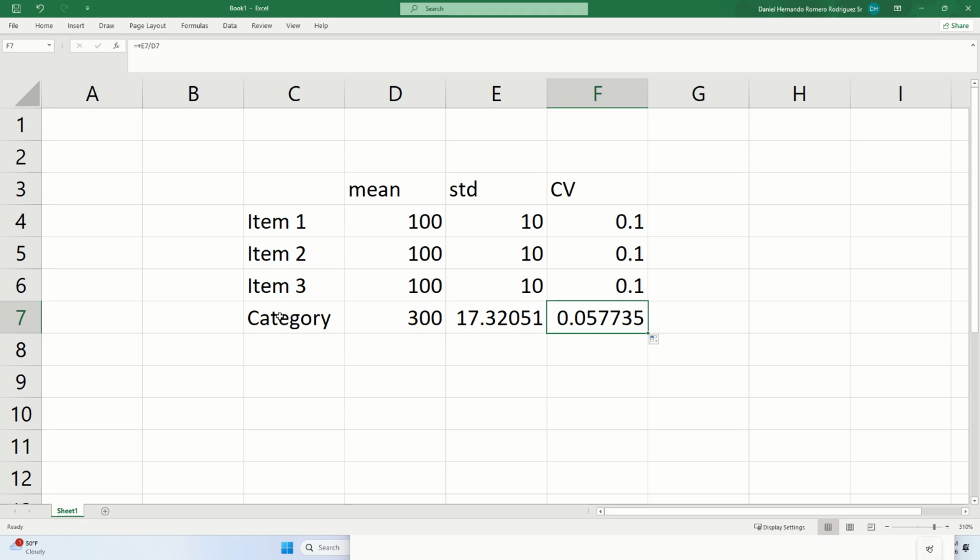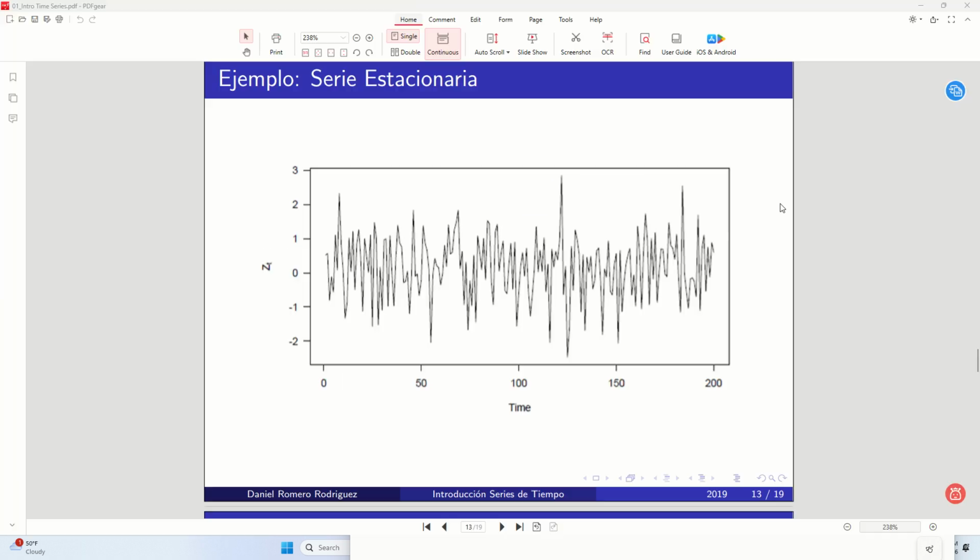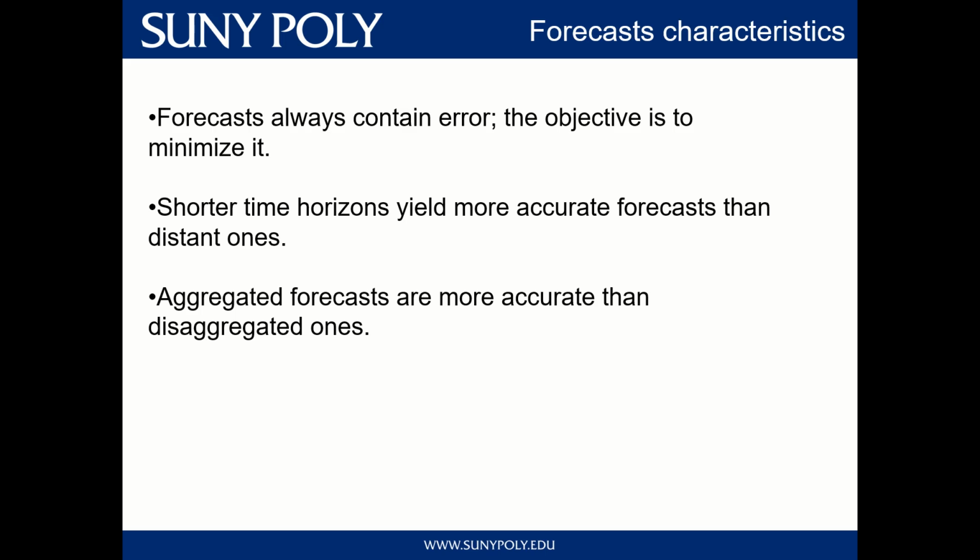So it means that in the case of the category, the uncertainty measured as the standard deviation is roughly 5% of the mean value, right? So it's less than the 10%. So here you have less uncertainty. So maybe this will give you a little bit more intuition about the third principle that we were discussing. So let me go back to our presentation. This is our presentation. And we're talking about how aggregated forecasts are more accurate than disaggregated ones. Now, I just provided an example of why this happens.